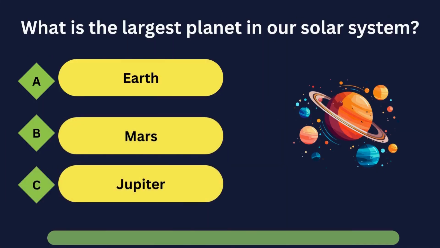What is the largest planet in our solar system? A. Earth. B. Mars. C. Jupiter.